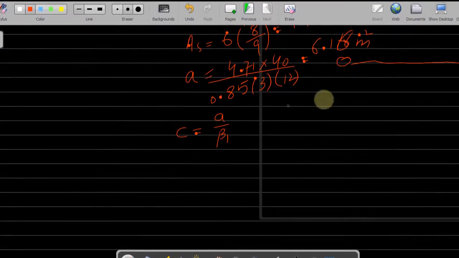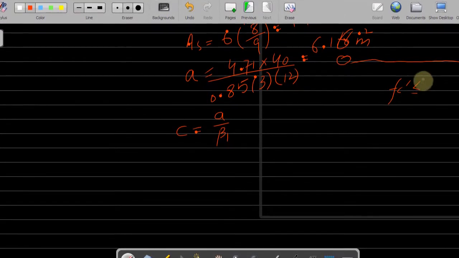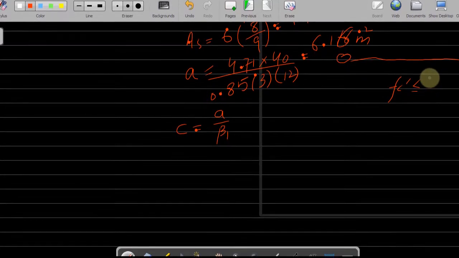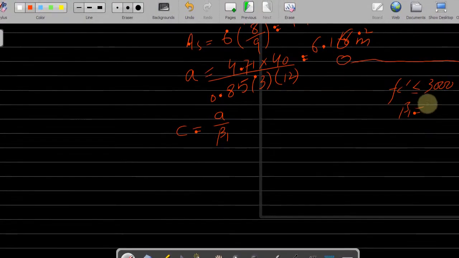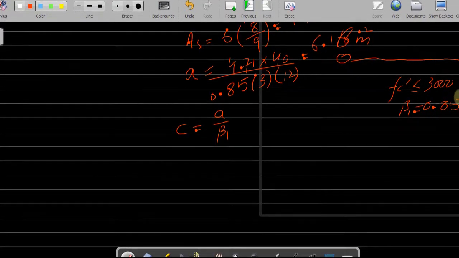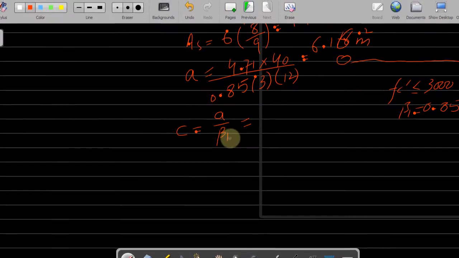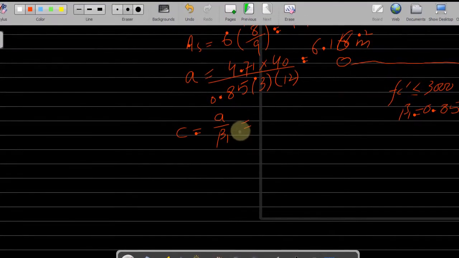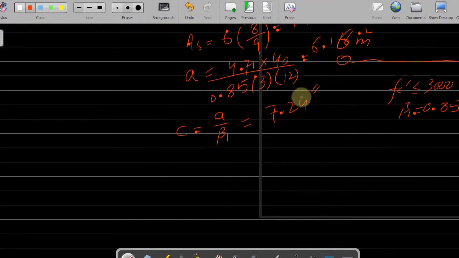As our fc prime value is less than or equal to 4000 psi, and we have 3000, that's why our beta 1 value will be 0.85. So just divide this depth A by the beta 1 value, and you will get the value of C, which in this case is 7.24 inches.